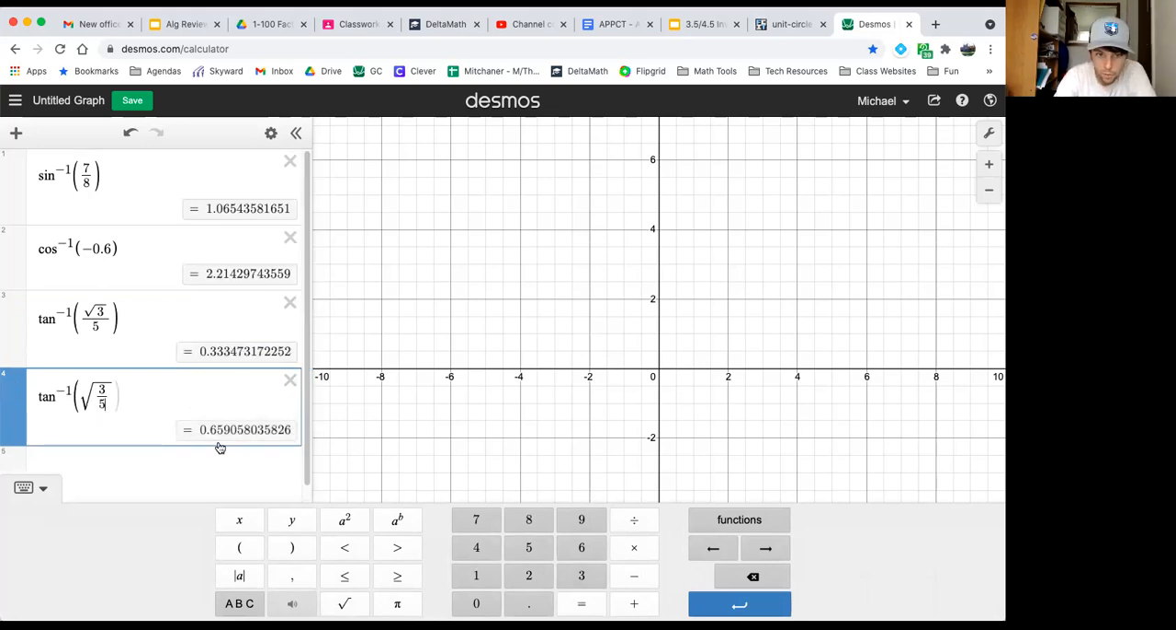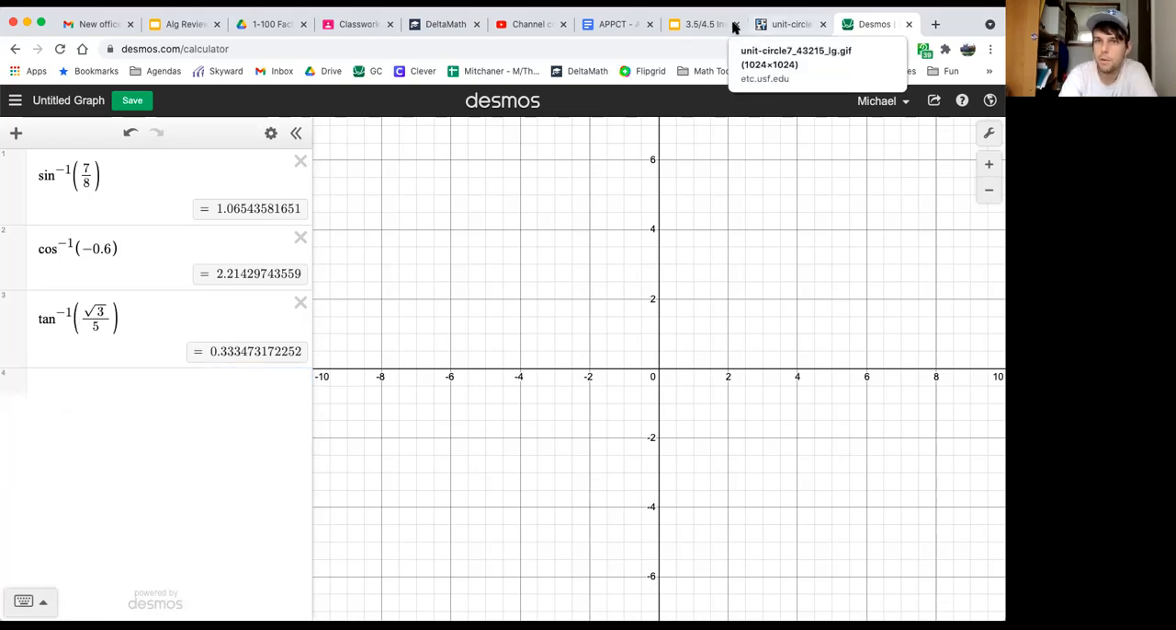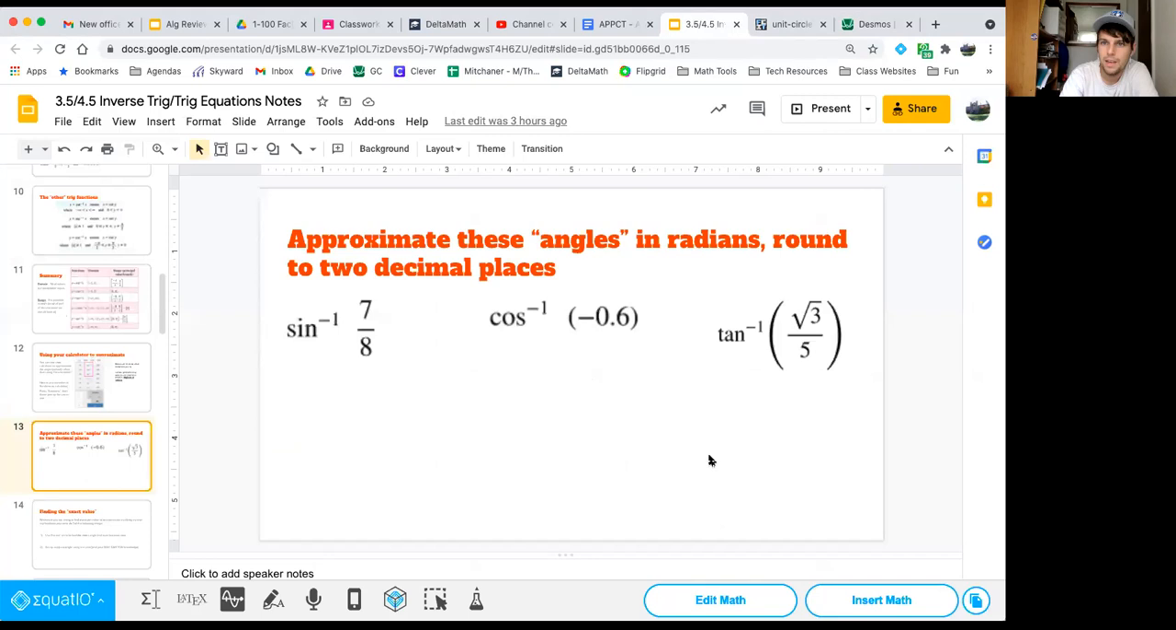So here's the wrong one, right? Notice how this angle is pretty different: 0.66 radians versus 0.33 radians. Those are different, like twice the angle. So make sure you get the right one there and express it properly. And we're going to round these mostly to 2 decimal places, and we're almost always going to use them in radians.